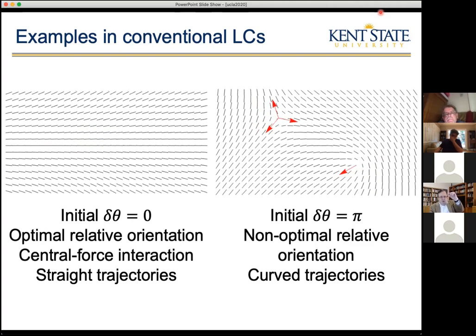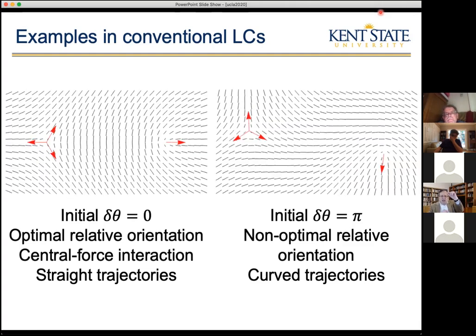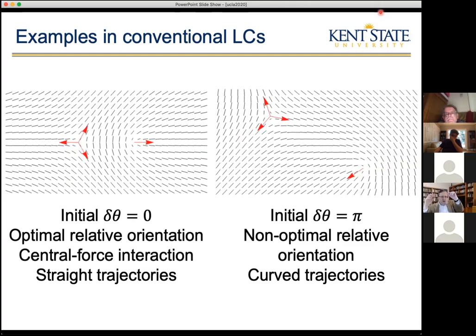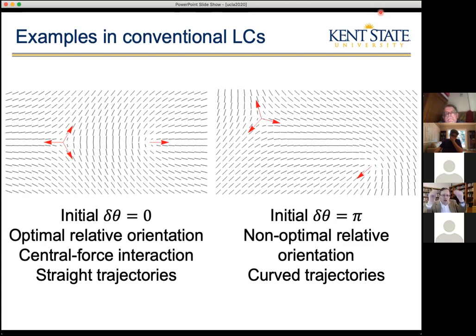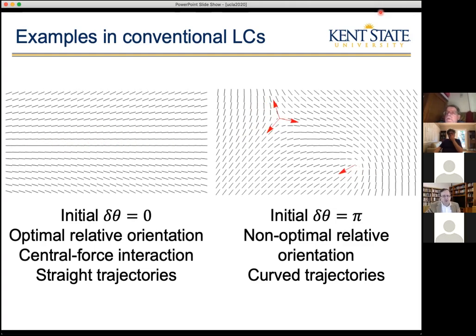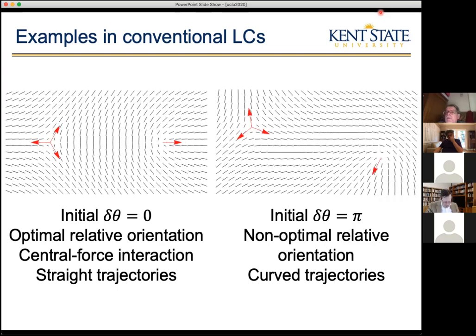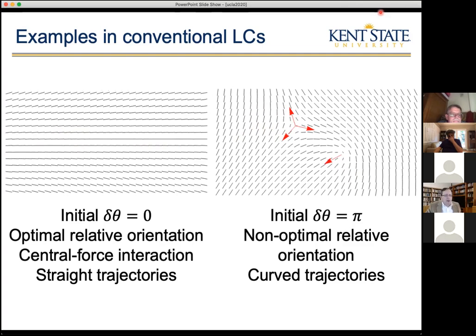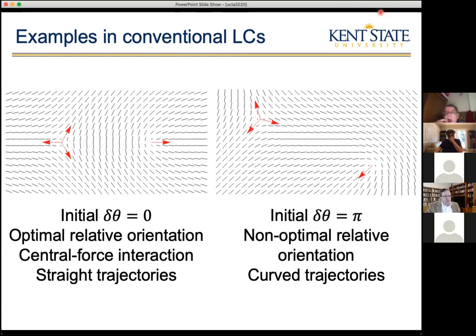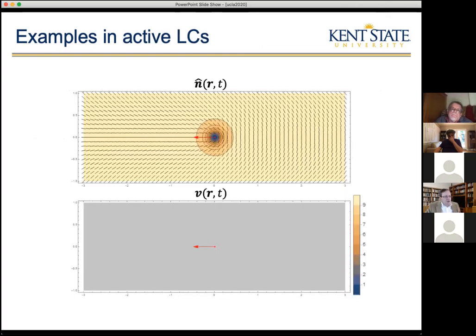In a system with many defects of opposite charges, the effective drag would scale as the log of the characteristic separation, because there's some sort of screening effect at long distance. Yes, okay, thank you. Great. So these are examples in conventional liquid crystals.